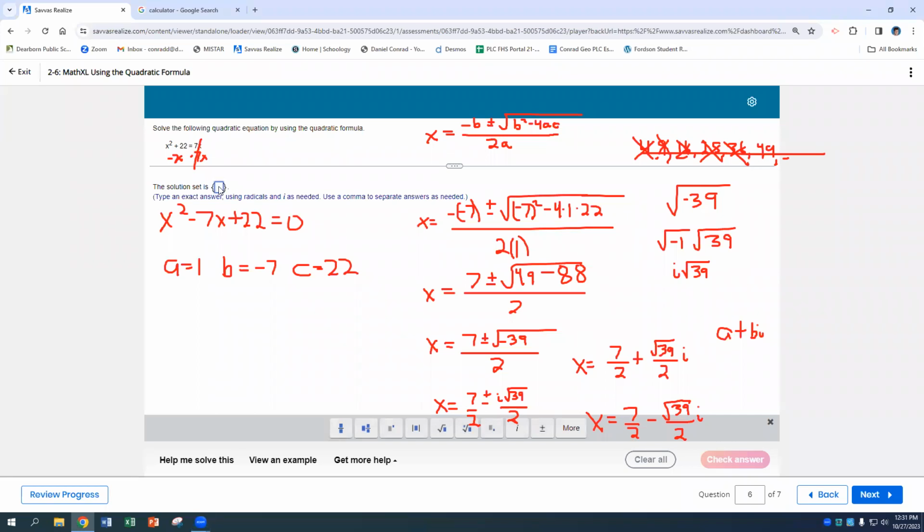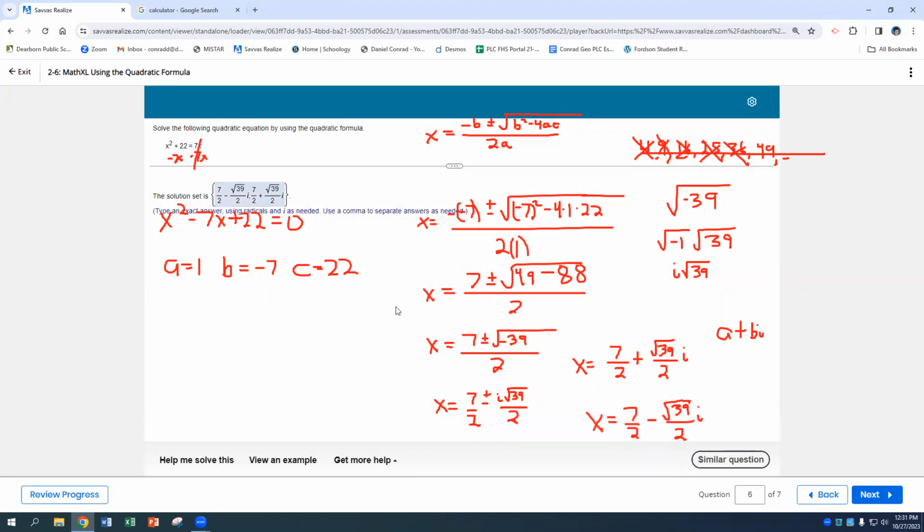So let's try them out. 7 divided by 2 minus square root 39 divided by 2 times i. Okay, comma. 7 divided by 2 plus square root of 39 divided by 2 times i.